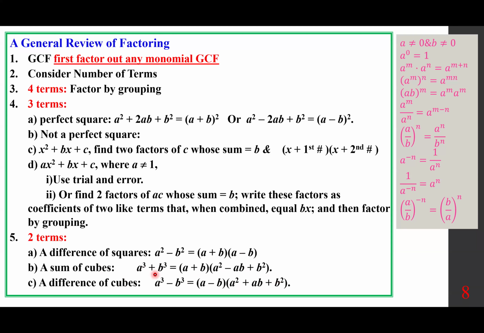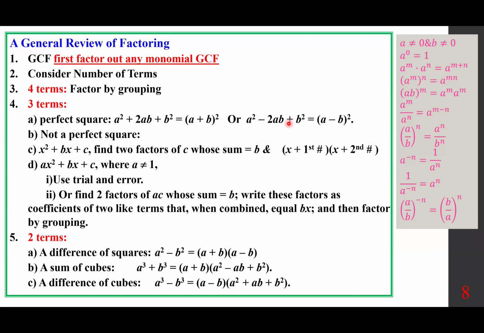Either one of them has one negative sign. This one has the negative sign inside the second parenthesis. A cubed minus B cubed has the negative sign inside the first parenthesis. That's the difference between the two. Also, this second parenthesis, A squared minus AB plus B squared, or this one, A squared plus AB plus B squared, please don't mix them up with this.